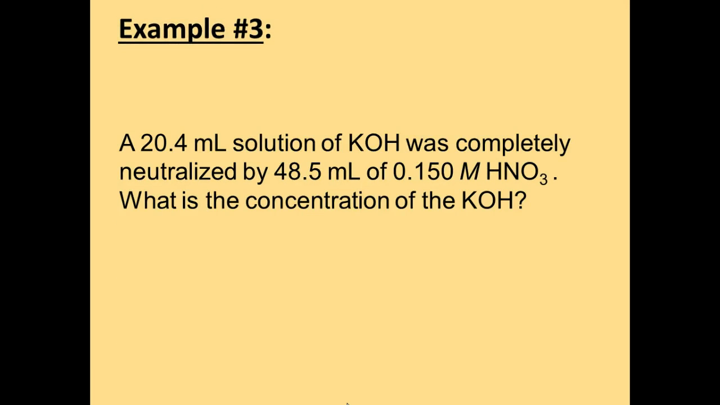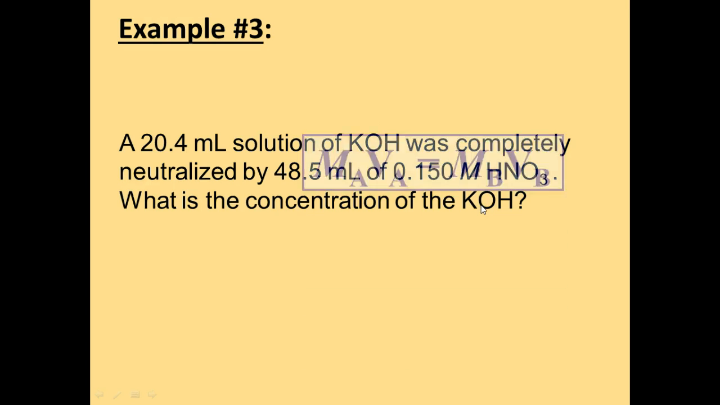And so now we have example 3. A 20.4 milliliter solution of KOH was completely neutralized by 48.5 milliliters of 1.15 molar HNO3. What is the concentration of KOH? In this one, it's again a 1-to-1 mole ratio, and you can tell by comparing the chemical formulas. We have KOH and HNO3, because we have one hydrogen here for every one OH here. So this is definitely balanced and it's fine.